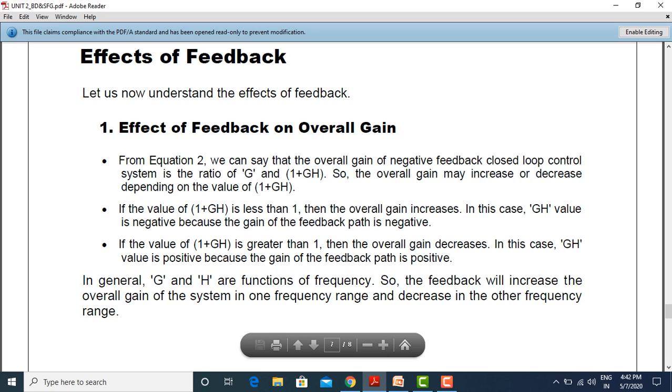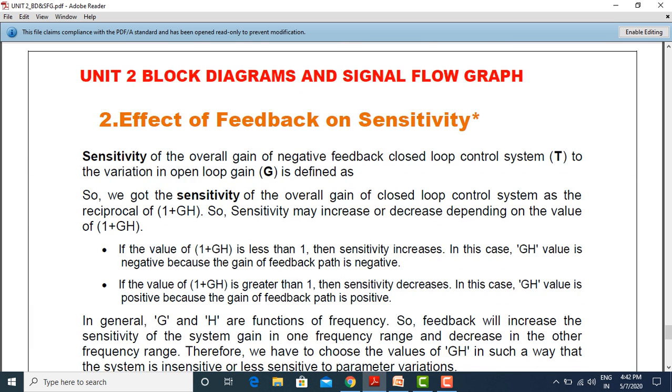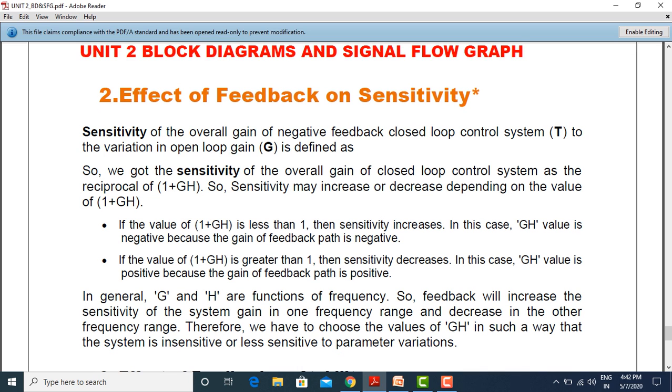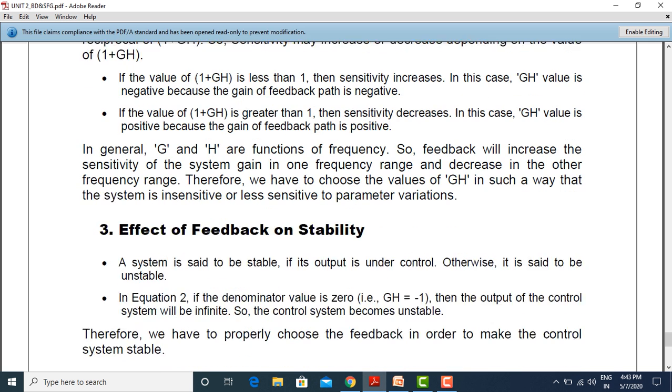Here we can see, if the value of 1 plus GH is less than 1, the overall gain increases. If value of 1 plus GH is greater than 1, overall gain decreases. This is the effect. Sensitivity. If 1 plus GH is less than 1, sensitivity increases. If 1 plus GH is greater than 1, sensitivity decreases.